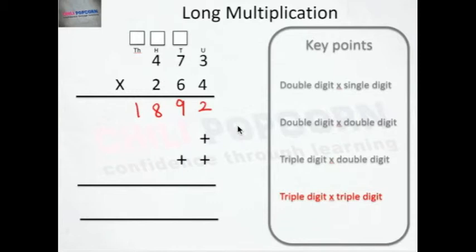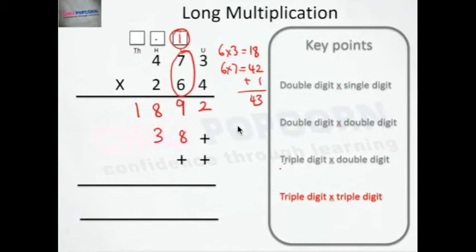So for the next line, we now do 6 times 3. So 6 times 3 is equal to 18. So that's 8, carry over 1. Now we do 6 times 7. So 6 times 7 is equal to 42. We have to add back the 1 that we carried over, plus 1. That's 43. So we put 3, carried over 4. Now we do 6 times 4. So 6 times 4 is equal to 24, plus the 4 that we carried over.